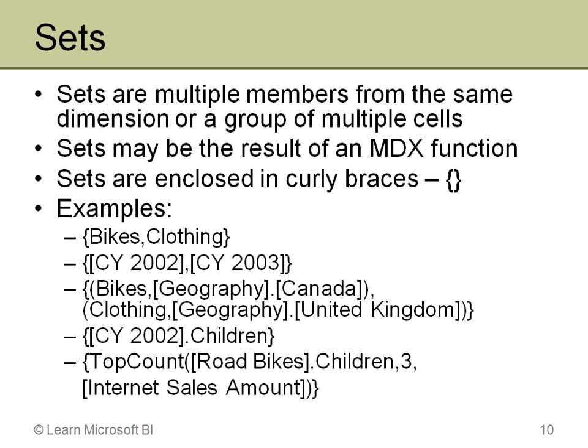And finally, the last example uses another MDX function, TopCount, and I'm saying get me the children of road bikes. Get me 3 of them based on their internet sales amount. So what I'm doing basically is taking the top 3 road bike types, whatever is below road bikes in this particular hierarchy. It's the actual model numbers. I'm getting the top 3 based on the internet sales amount.